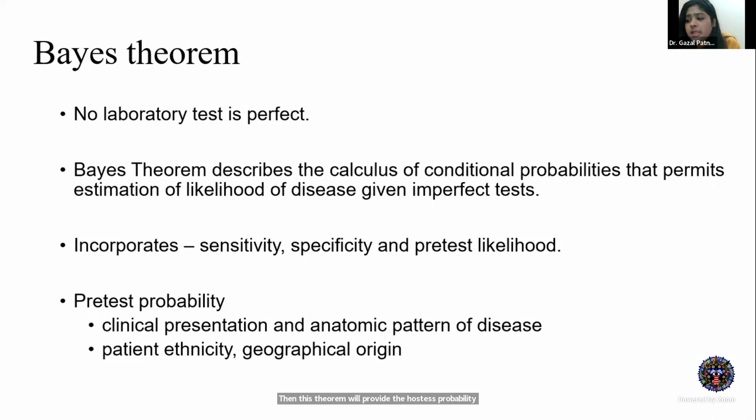A positive test leads to calculation of a positive predictive value. A negative test leads to calculation of a negative predictive value. This pre-test probability also depends on clinical presentation, anatomic pattern of the disease, as well as the patient's ethnicity, geographical origin, and other demographics.